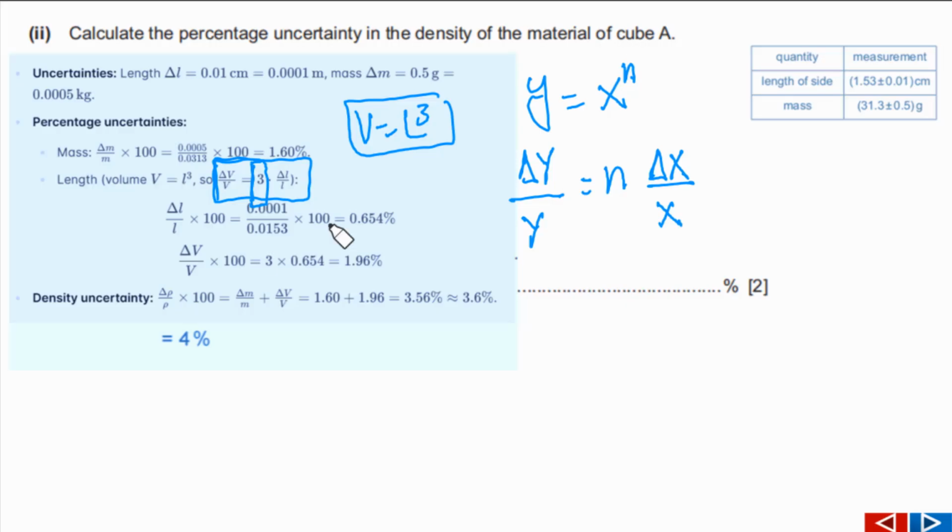And the final answer, very important one. We got the answer here, this is 3.6. For the final answer, meaning the percentage uncertainty or absolute uncertainty at AS level, you have to state up to 1 SF, only 1 SF. So it should be stated up to 1 SF.